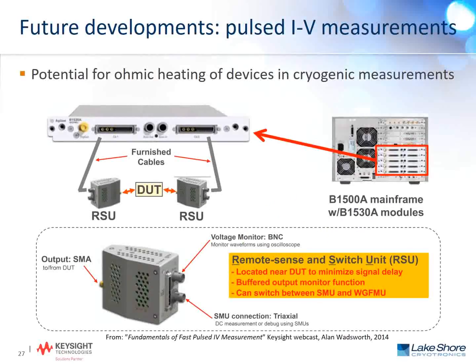Now, one of the concerns for doing DC measurements in a cryogenic environment is this potential for ohmic heating of the devices. So one of our future developments that we'd like to integrate into our B1500 and temperature measurement protocol is the ability to do time-gated IV measurements. And so selecting cables, probes, and the appropriate acquisition parameters to do these pulsed IV characterizations of the device and have good correspondence between the DC and the pulsed measurements. So keep an eye out for that in the coming years.